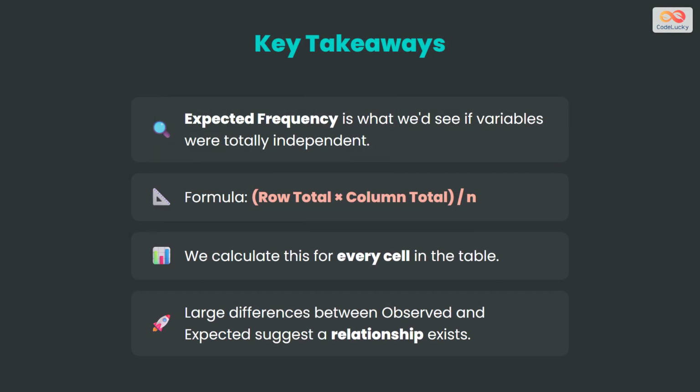To summarize, expected frequency is the hypothetical count assuming independence. We calculate it using the row and column totals. We do this for every single cell in the table. Finally, we use the differences between what we observed and what we expected to run the chi-square test and draw a conclusion.